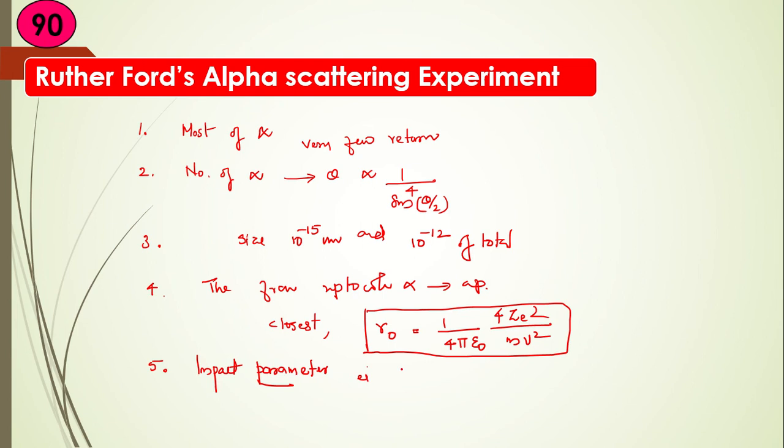That is the perpendicular distance between the velocity line of the alpha particle and the center line. That we can find to be equal to k Z e square cot theta by 2 divided by the kinetic energy. That is a very important one.